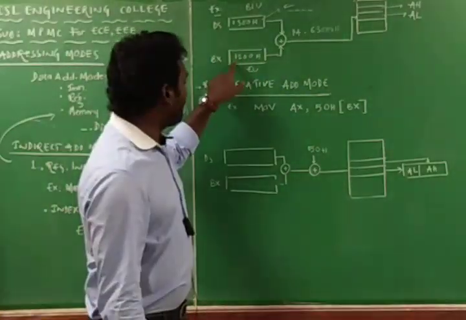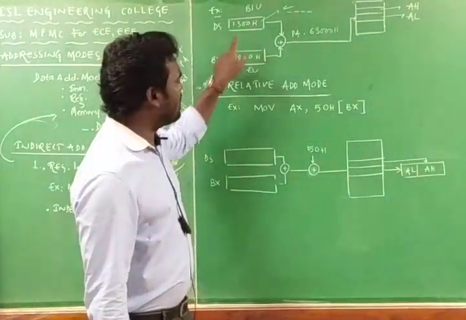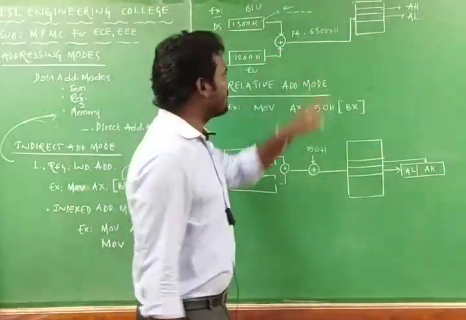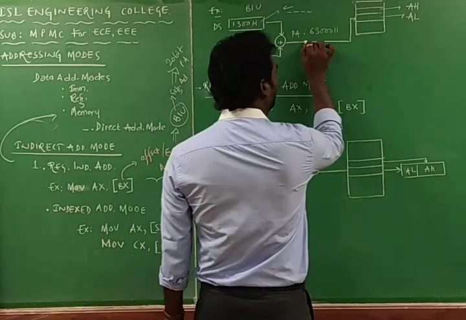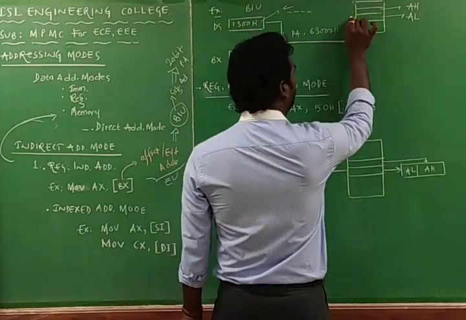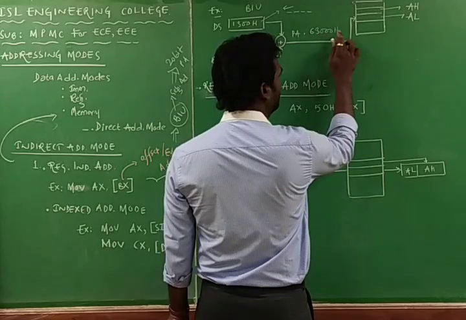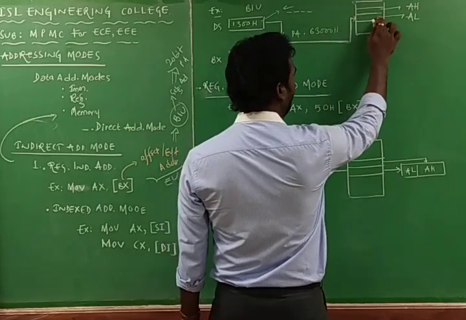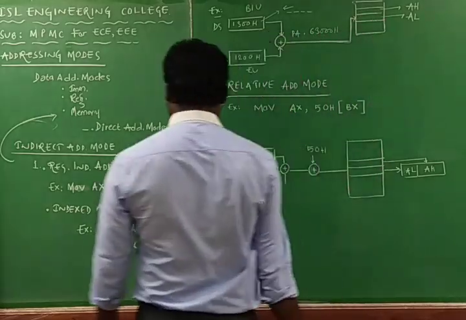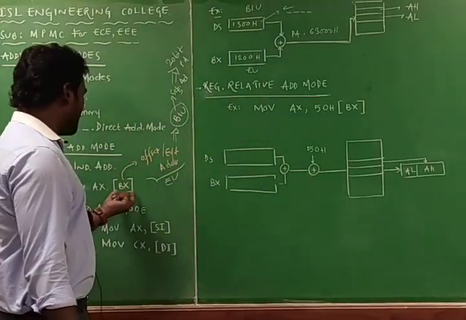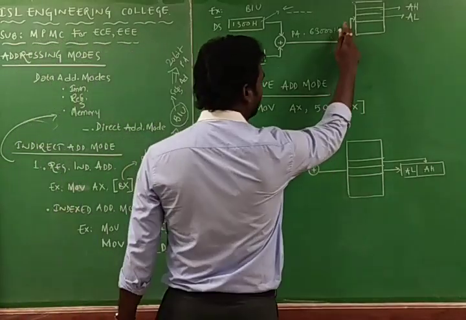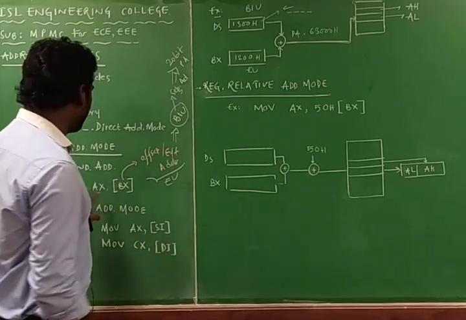This is the offset address and this is the segment address, and both generate the physical address, so that the microprocessor identifies that physical location, 63000H. Whatever data is there in this location has to move into the AX.